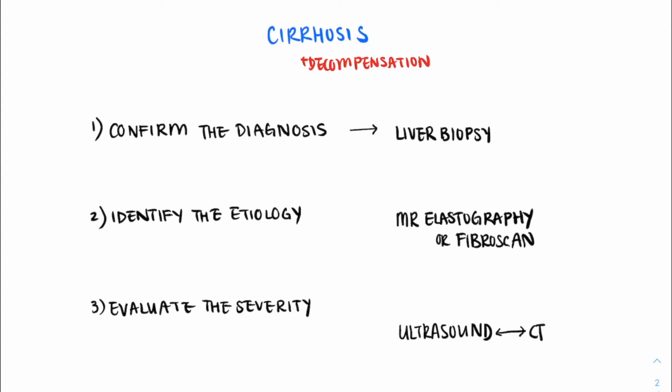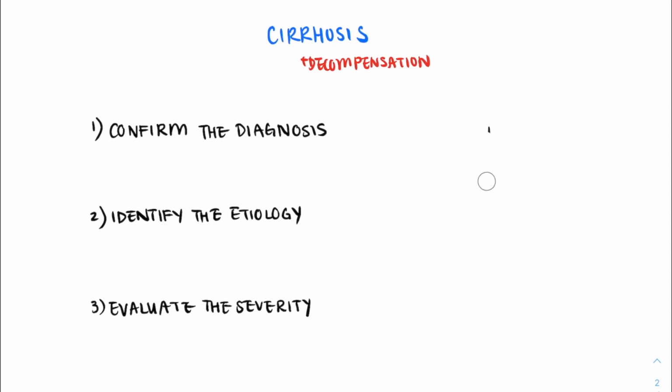Now, where does CT fall in all of this? Because it's not uncommon to incidentally find cirrhosis on a CT scan. Remember that a CT scan, similar to an ultrasound, only evaluates the visual appearance of the liver and doesn't actually measure the stiffness. The other important aspect to classifying cirrhosis is to also identify the etiology.